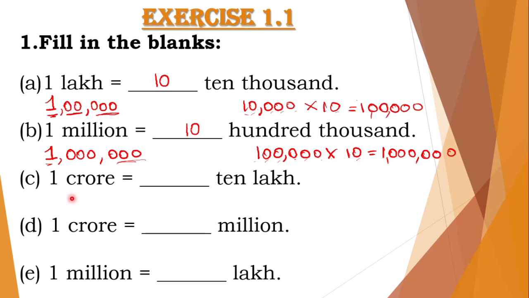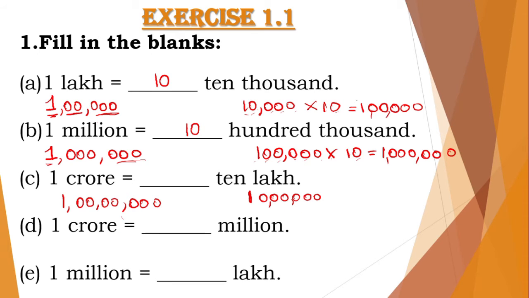Now in the next question we have 1 crore is equal to dash 10 lakh. Now again we should write the numbers. So for 1 crore we have 7 zeros. So 1, 2, 3, 4, 5, 6, 7. So we have 1 crore here. Now we should write 10 lakh. So again for 10 lakh we have 6 zeros. So first we'll write 1 and 6 zeros. So now we got 10 lakh.